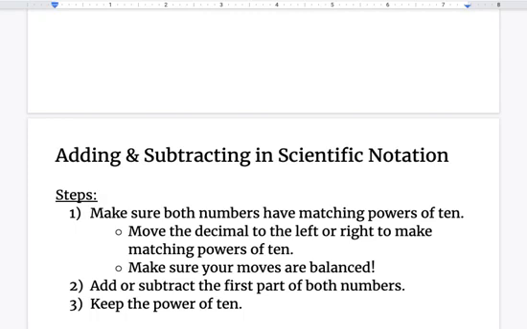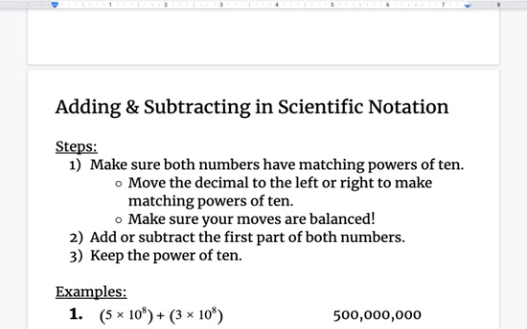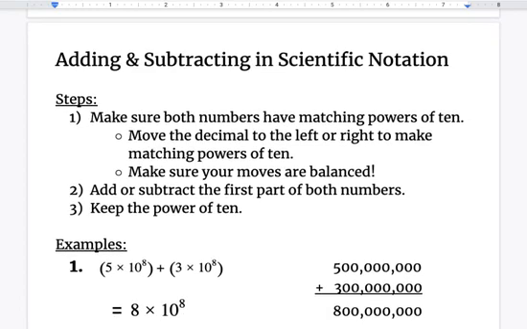So let's go over some examples. For this first example, we have 5 times 10 to the 8th power plus 3 times 10 to the 8th power. These powers are matching. The first number is times 10 to the 8th power. The second number is times 10 to the 8th power. So since they're already matching, we can go on to the second and third step.